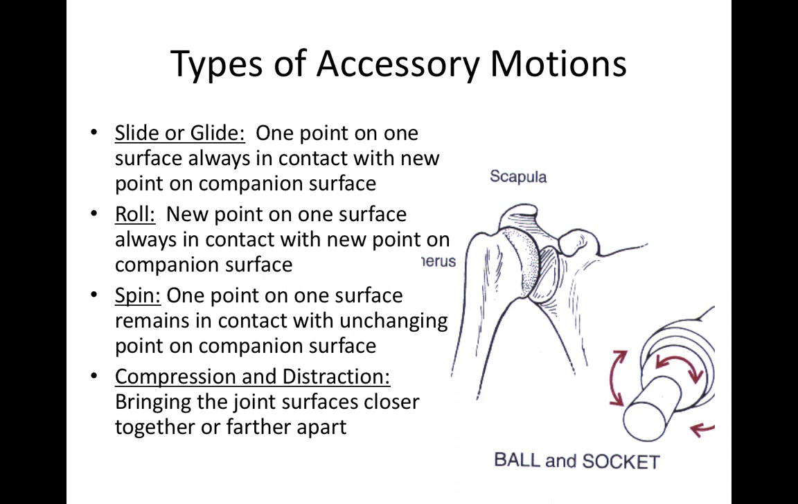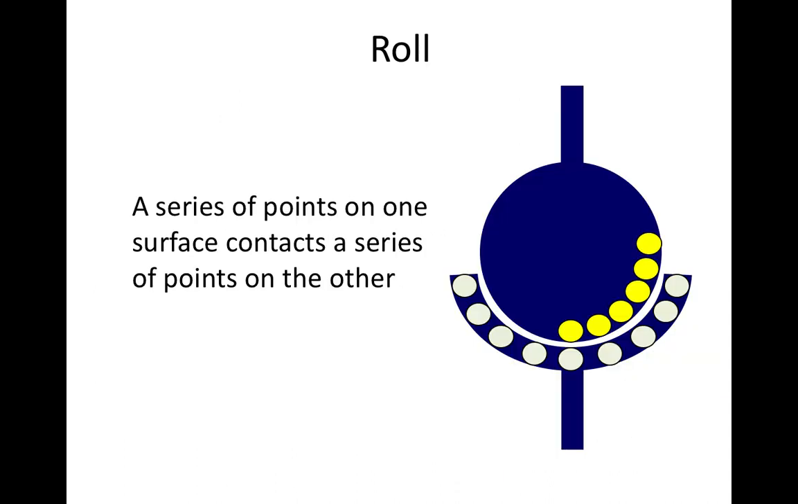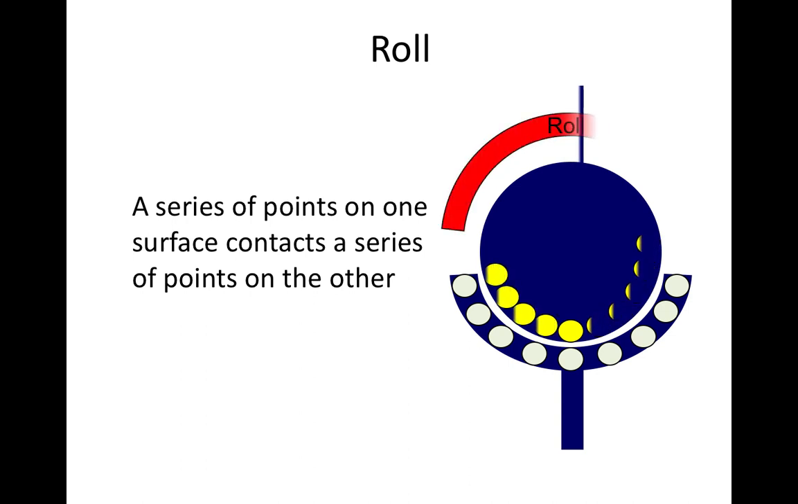The types of accessory motions that we're going to be practicing throughout the semester and further include the slide or a glide, the roll, the spin, and compression or distraction. Many of these terms are familiar to you through movement science, which you completed this fall. By definition, a roll is a series of points on one surface are going to contact a series of points on another surface.